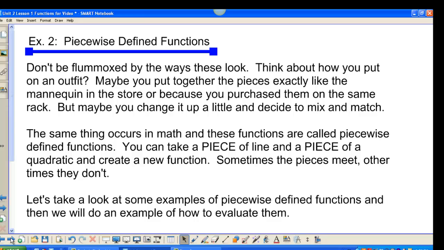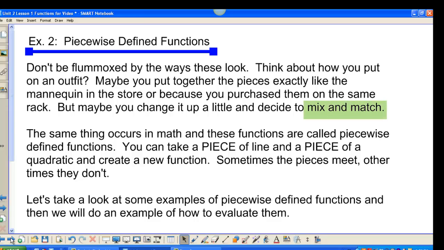Now we're going to talk about piecewise defined functions. And the first time you see this, you might be flummoxed by the way these look. But I want you to think about how you put on an outfit. Maybe you are like me. I'm not exactly the world's gift to shopping. I can't go to 3 different stores, find 3 different items, and put them together. I'm the person that generally looks at the mannequin and says, I like it, and I buy everything on it. Or I look at the rack and notice that they have put all the tops and the bottoms together and tend to buy that way. But there are a lot of you that like to change it up and you like to mix and match.